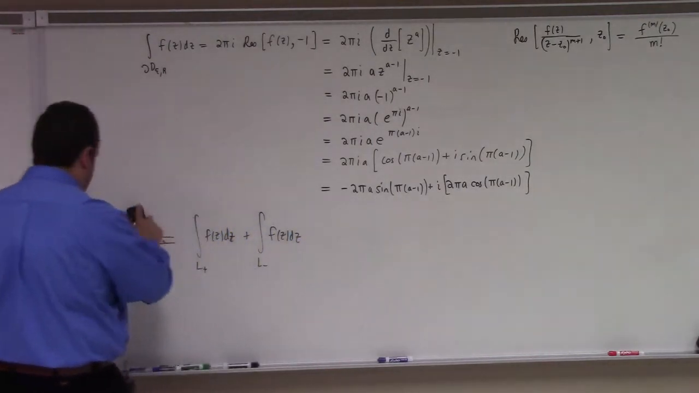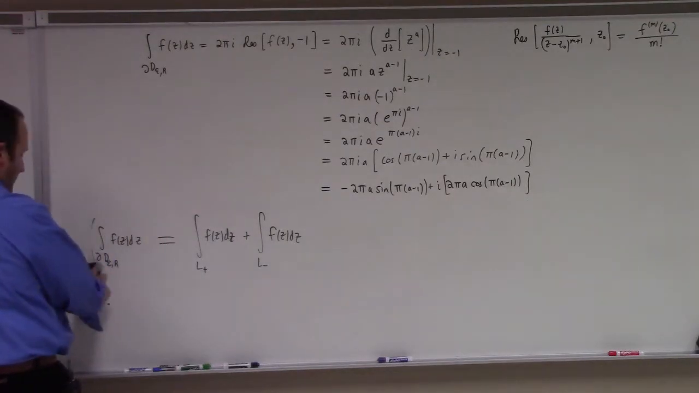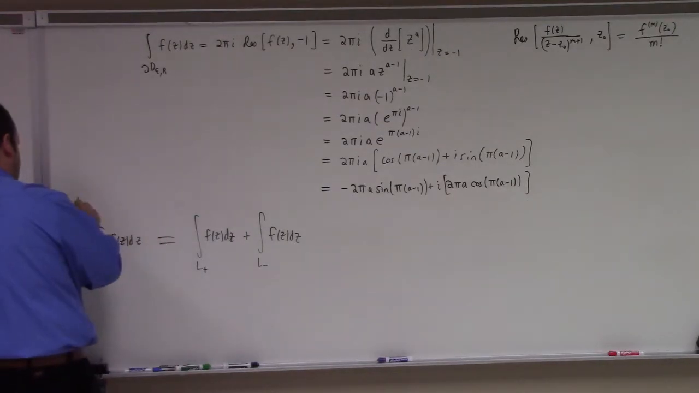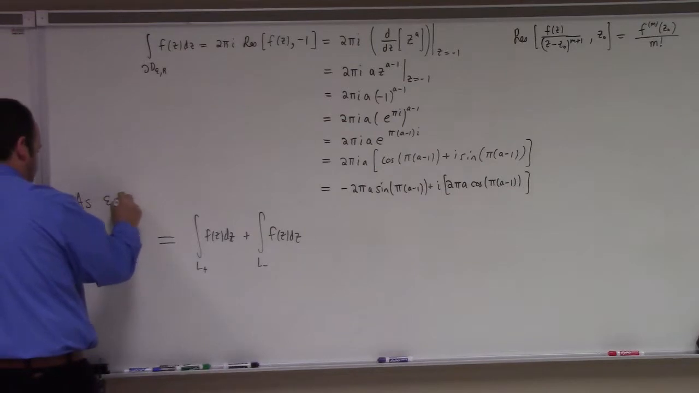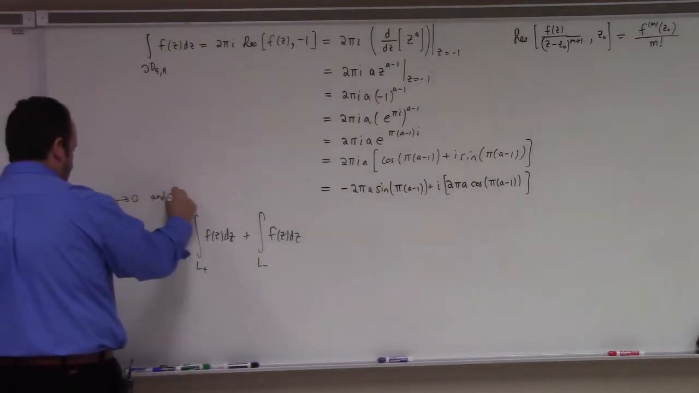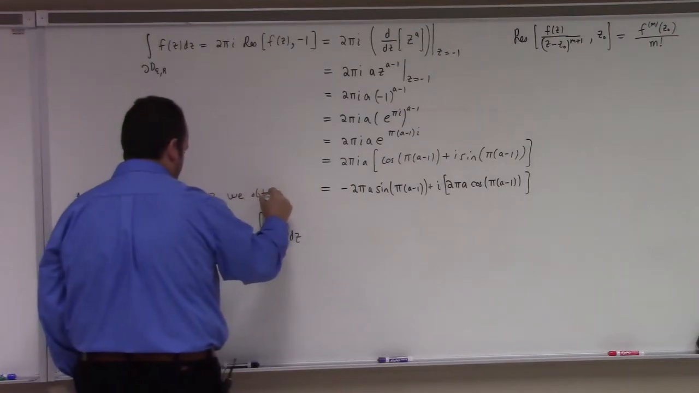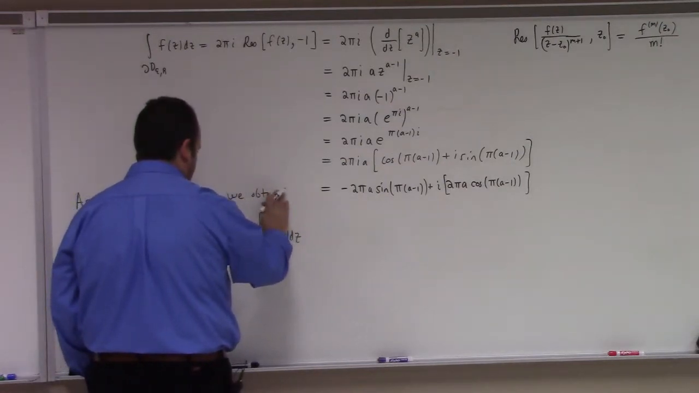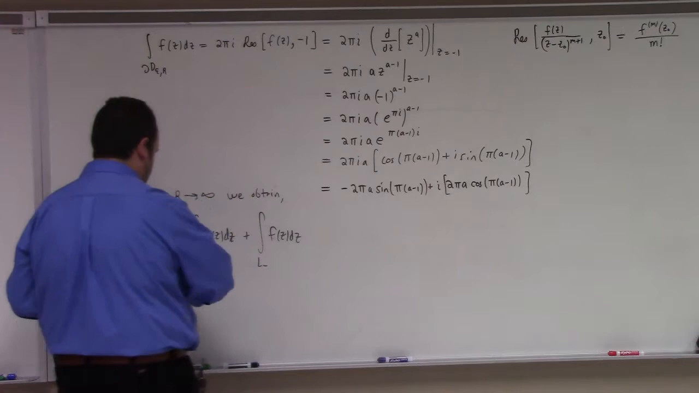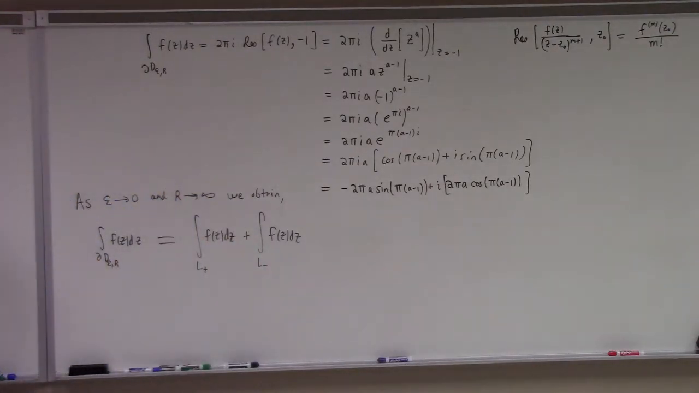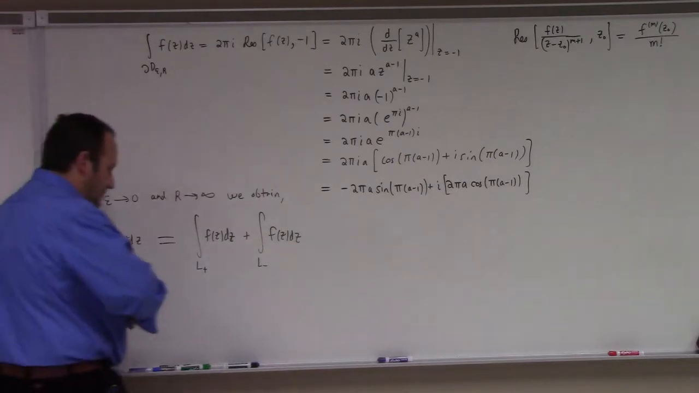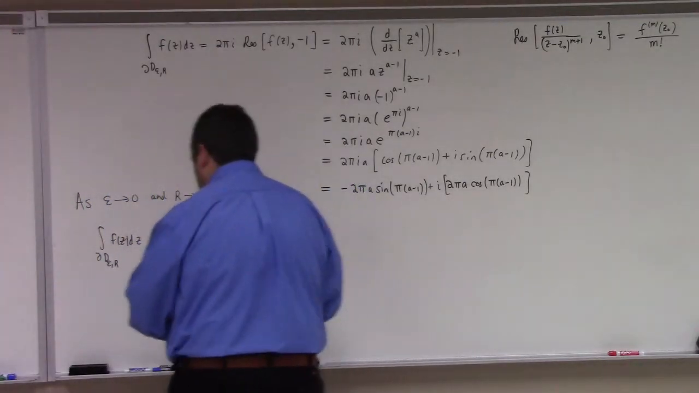Let me write it this way instead, because this is getting very cumbersome. Let me say as epsilon goes to 0 and r goes to infinity, we obtain, in this limit, right? Then the question is, what is L plus? So let's try to be careful. What does L plus look like?